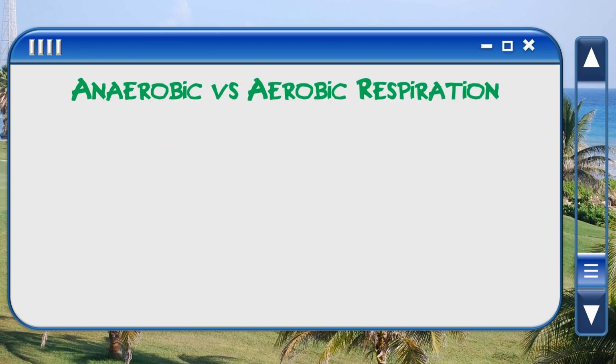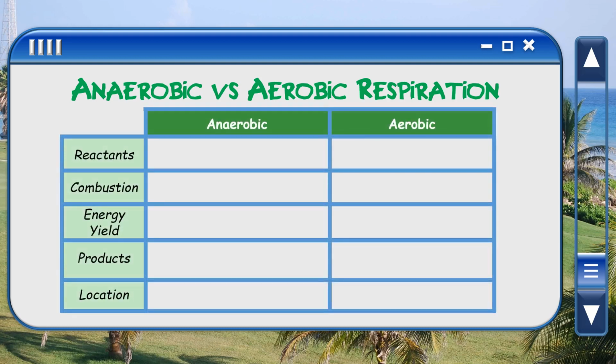Now let us look at anaerobic respiration versus aerobic respiration. Now we look at the reactants. In anaerobic respiration, we use glucose as the reactant. In aerobic respiration, we use glucose and, at the same time, oxygen as the reactants.